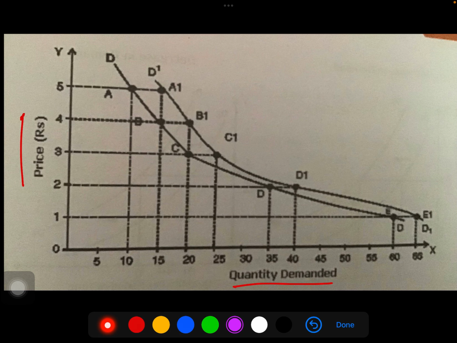When the price was 5 rupees, he demanded 10. When price was 4 rupees, he demanded 15. When price was 3, he demanded 20. When price is 2, he is demanding 35. When price is 1 rupee, he is demanding 60. So we got the curve.